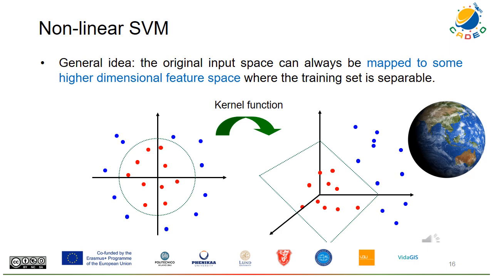For nonlinear SVM, the general idea is that the original input space can always be mapped to some higher dimensional feature space where the training set is separable. As shown in the left figure, we have two classes. They are nonlinearly separable. However, if we transform this data space using a kernel function, we will get the data points shown in the right figure. Now we can see we can use the decision boundary or hyperplane to separate them correctly.